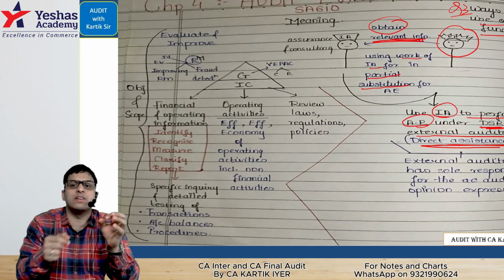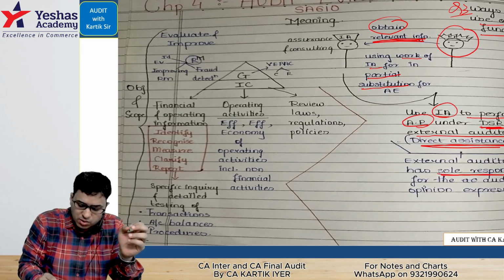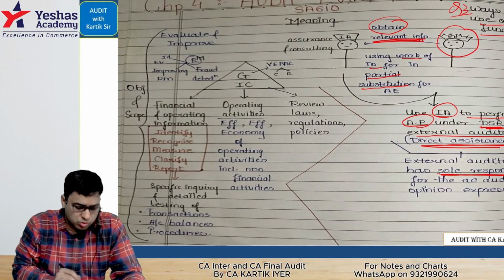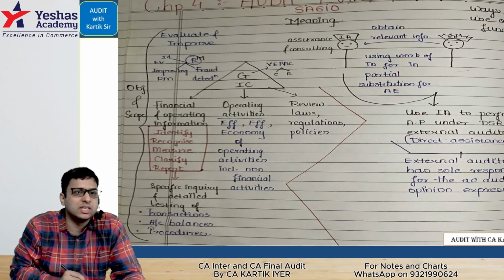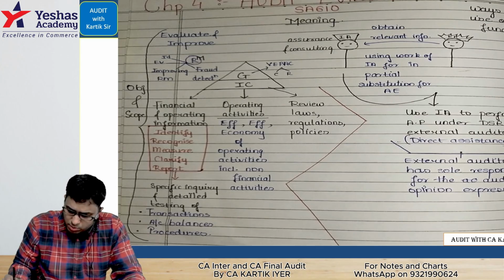Still, the external auditor will have sole responsibility. That is basically what we did here. Question number 4. Easy. So the first 4 questions are covered in chart number 1. We move on to chart number 2. This is question number 5 to question number 11.